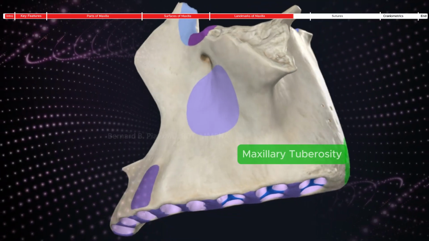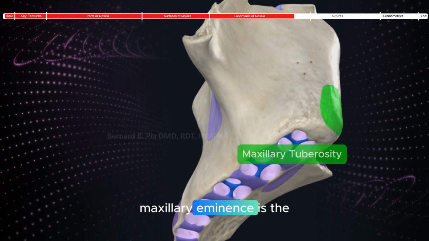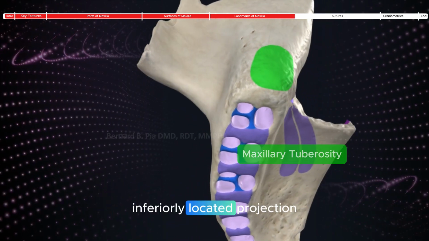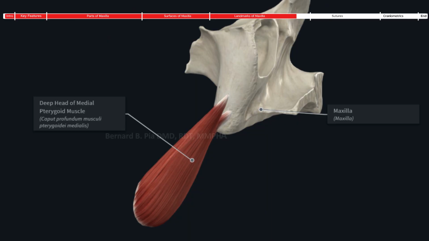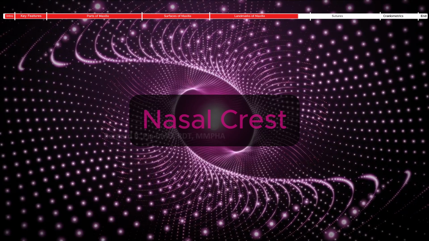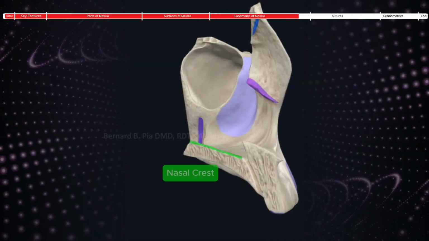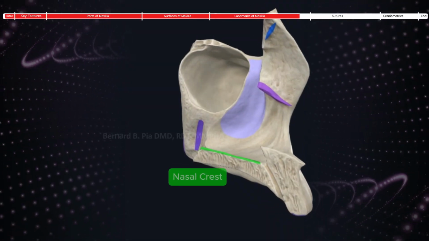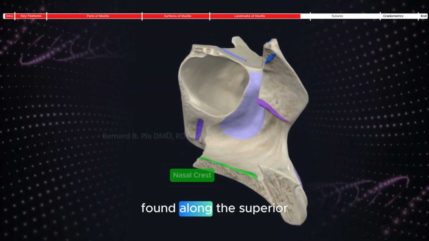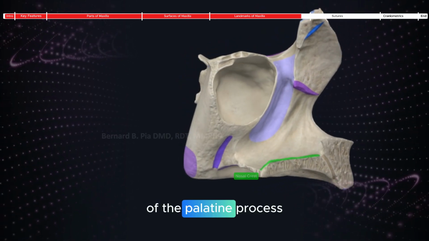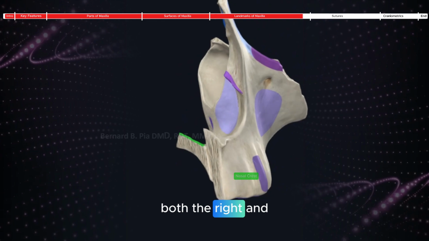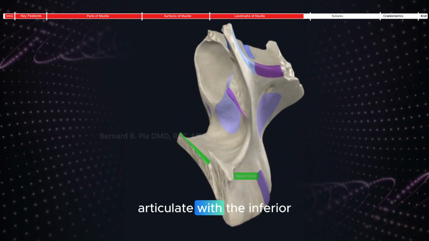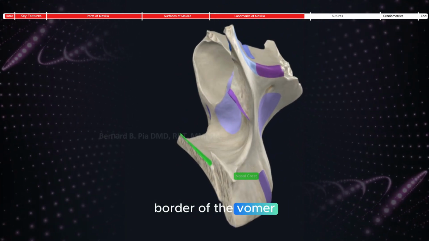13. The maxillary tuberosity, maxillary eminence, is the rounded, inferiorly located projection found along the infratemporal surface of the maxilla. It provides an origin site for the medial pterygoid muscle. 14. The nasal crest is the medially located ridge found along the superior aspect of the palatine process of maxilla. The nasal crests of both the right and left maxillae articulate with the inferior border of the vomer.